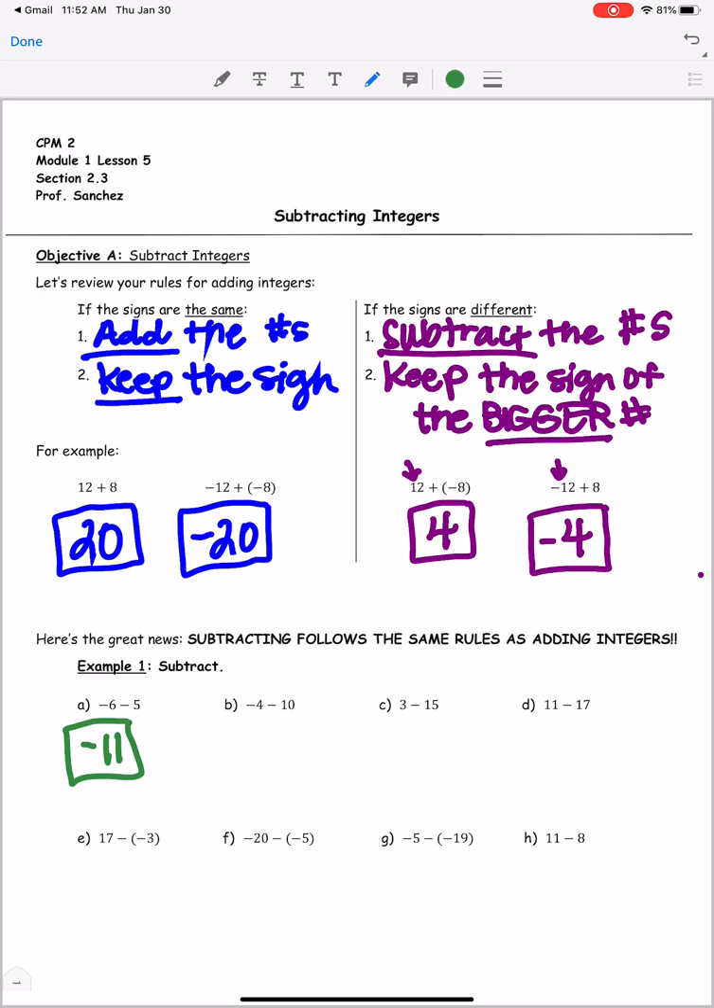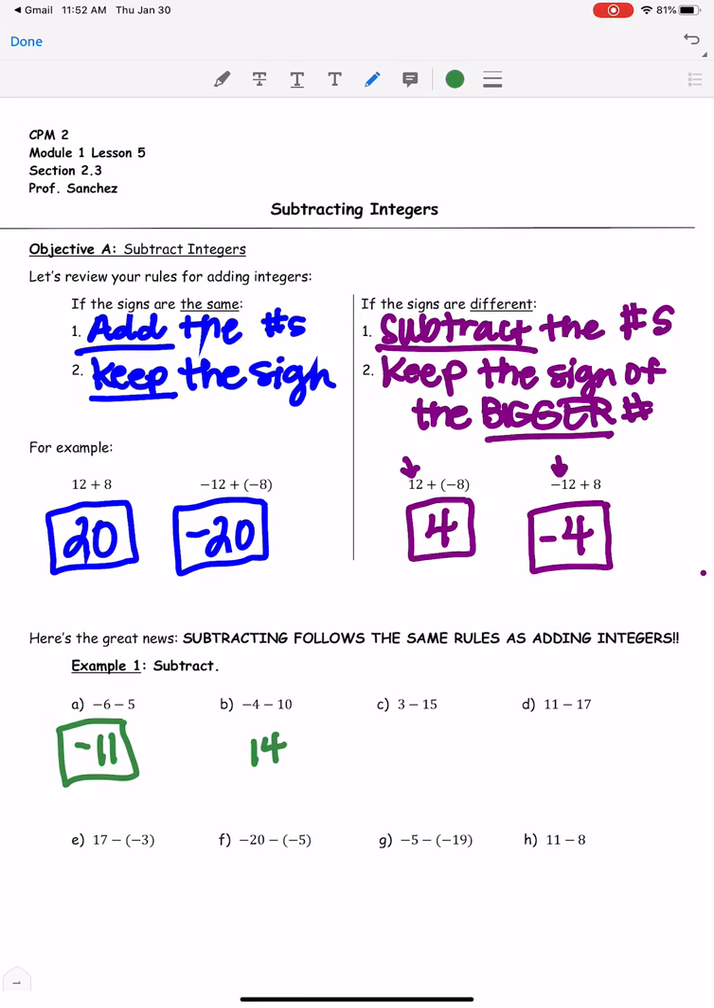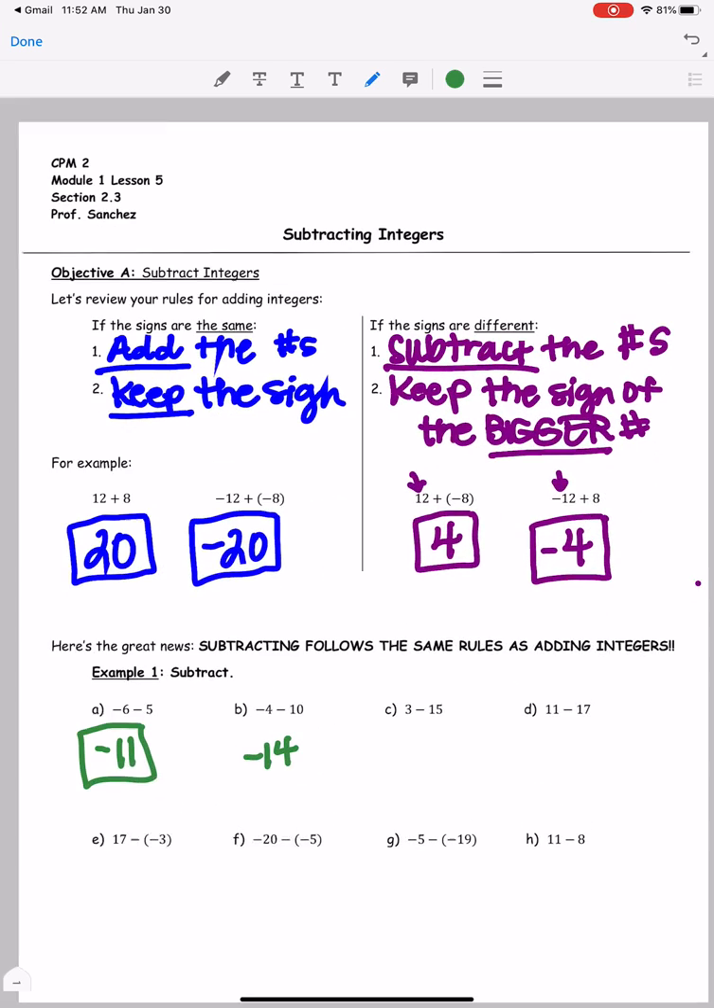B, negative 4 minus 10. Do I have the same sign or different sign? We have the same, so add those numbers together. 4 plus 10 is 14, and keep the sign, so that makes this final answer negative 14.